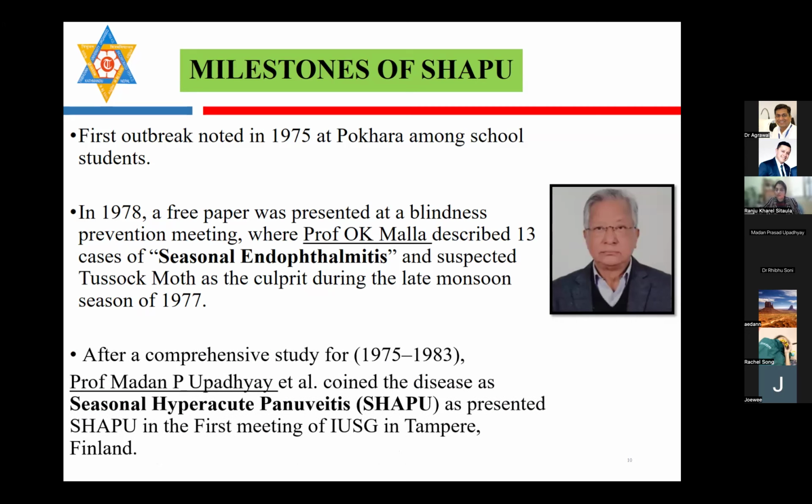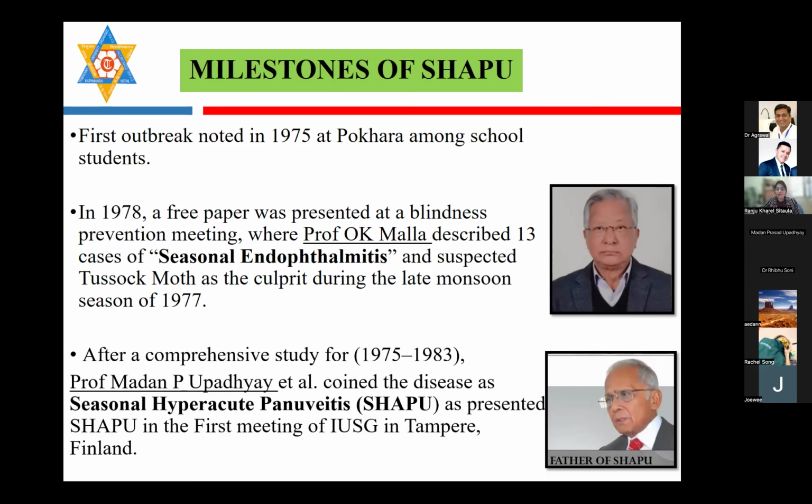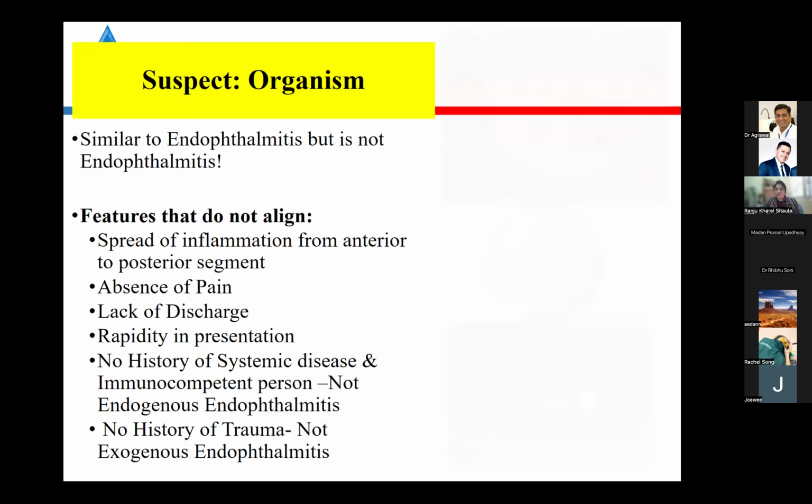Later on, Dr. Madan Upadhyay, who was 35 years old at that time, observed the same pattern in 75, 77, 79, 81, and 83. With this consecutive observation of a similar pattern of disease in a similar location of Nepal with similar features, he named the disease seasonal hyperacute panuveitis, that is SHAPU. Luckily, SHAPU was one of the topics presented in the first IUSC meeting that happened in 1984 in Tampere, Finland. For his contribution in coining and working on SHAPU, we call Dr. Upadhyay the father of SHAPU.